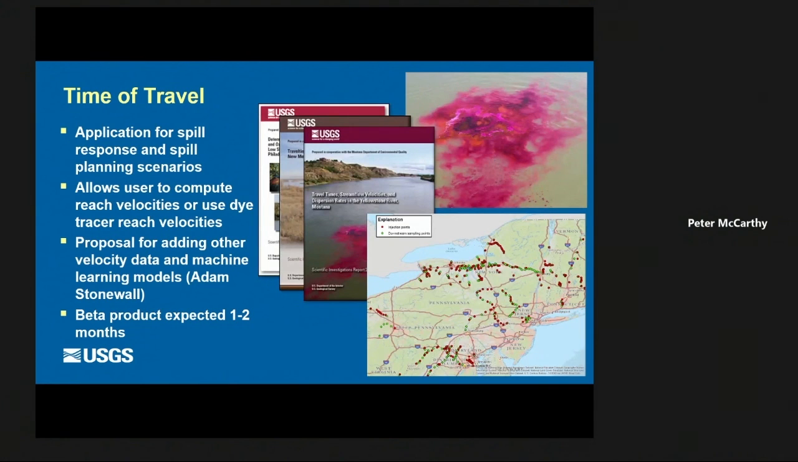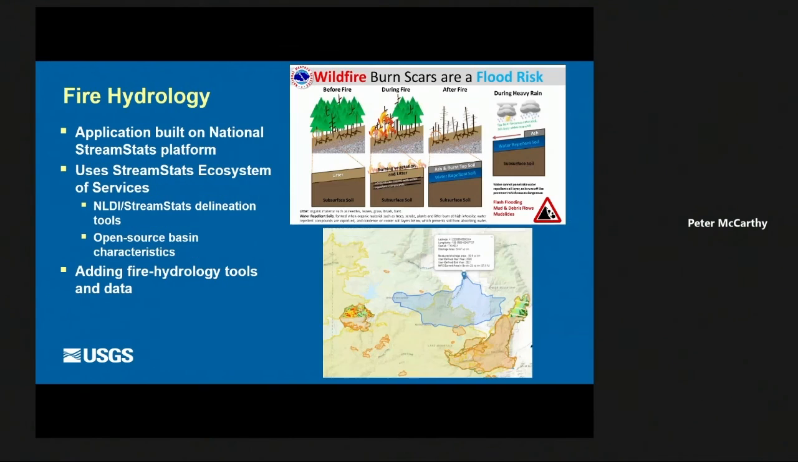And then time of travel is another really exciting application we're working on. It's another front end. It's not going to be built within the traditional StreamStats front end, but this application allows users to essentially plan for and or respond to a spill in a river where you have an injection point or a spill point and you want to know how long it takes for that constituent to travel downstream.